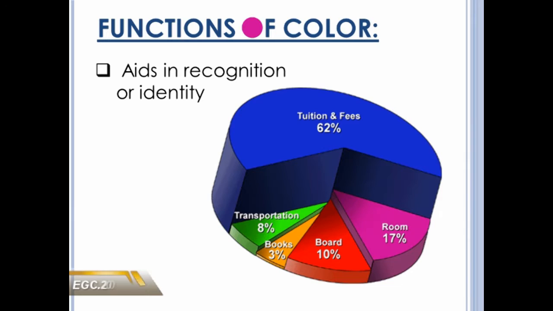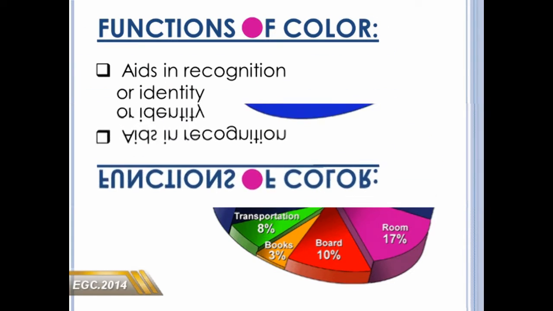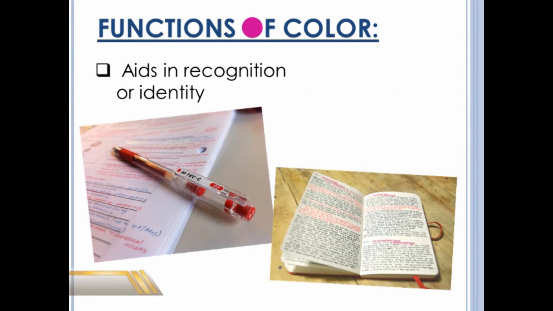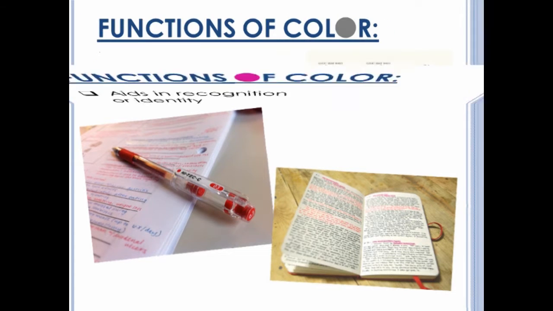In addition, colors aid in recognition or identity. One classic example of this function is how we write our notes in class. Do you still use different colored pens when you write notes? For example, we use red pens in writing the concept and black pen for its definition. This helps us to easily remember our notes.